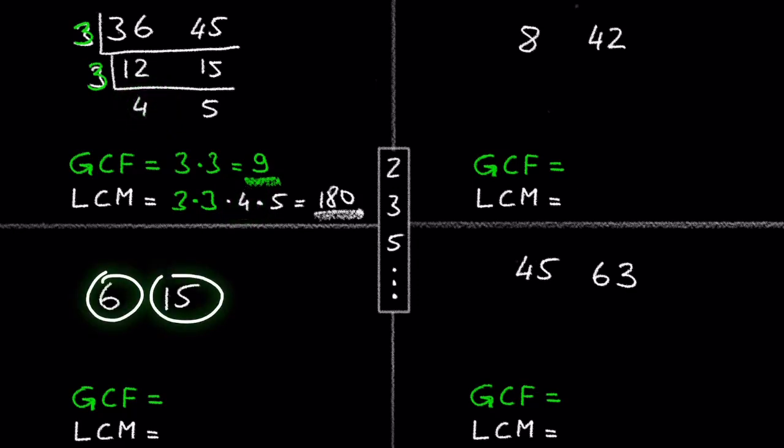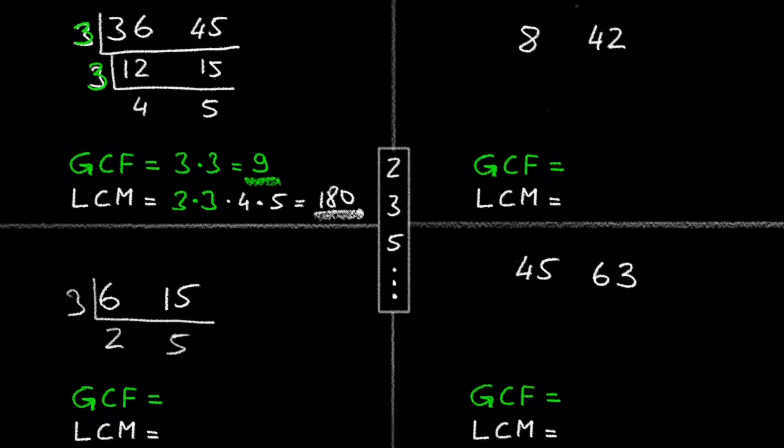Let's look at the next example and find the greatest common factor and least common multiple of 6 and 15 with the ladder method. Both 6 and 15 are not divisible by the first prime number 2. So we divide 6 and 15 by the second prime number 3. 6 divided by 3 is 2, and 15 divided by 3 is 5. And we are done because there's no more prime number which divides both 2 and 5.